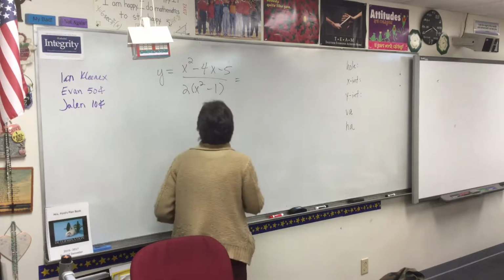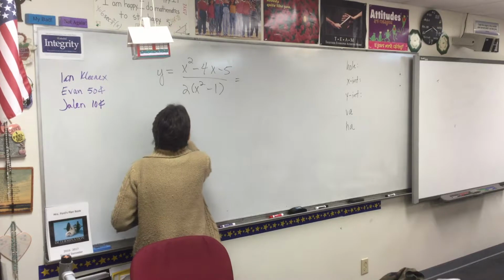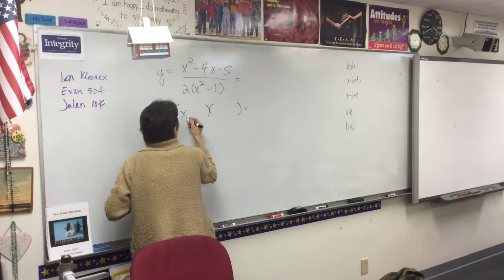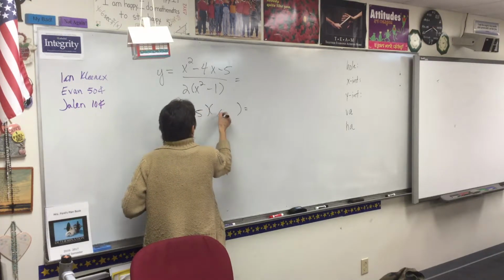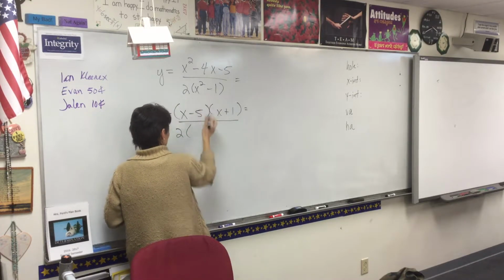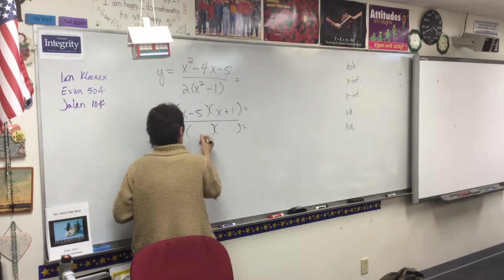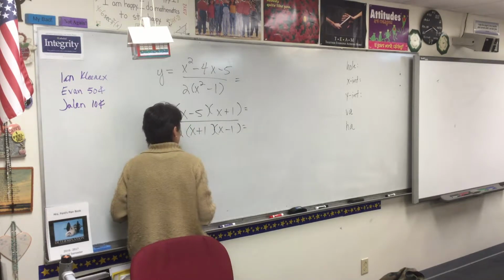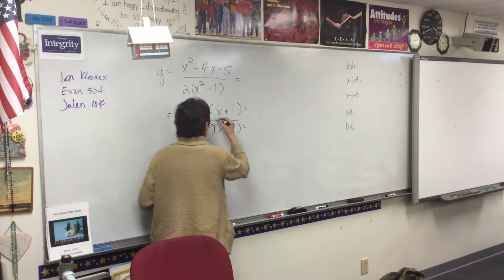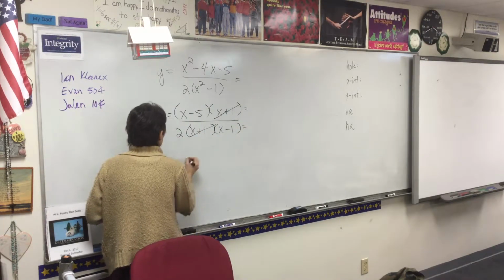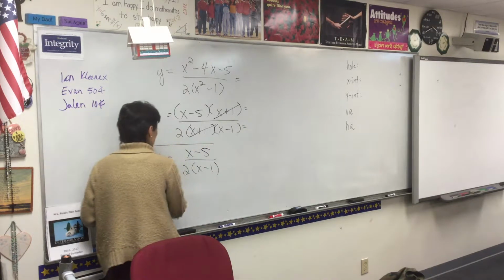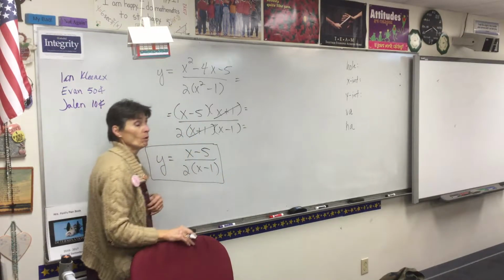Factor everything, that's right. So how is this going to factor? How does the top factor? So x minus 5, plus 1, good. The bottom, once I take that 2 out, is the difference of squares, x plus 1, x minus 1, very good. And then we notice we have a cancellation. And because we have a cancellation, we know that we will have a hole in our picture.